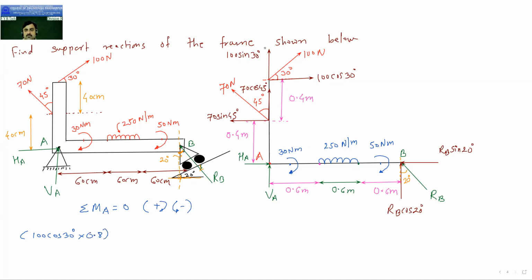Now again, see, this force is moving towards right. Now rotate this force about point A. Rotate it about point A. It will rotate in clockwise direction. So it is plus.